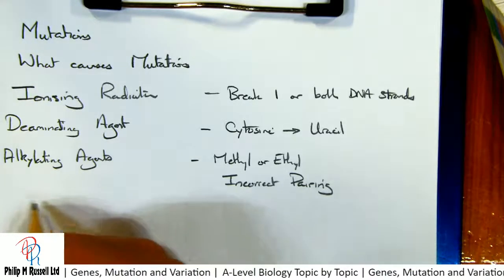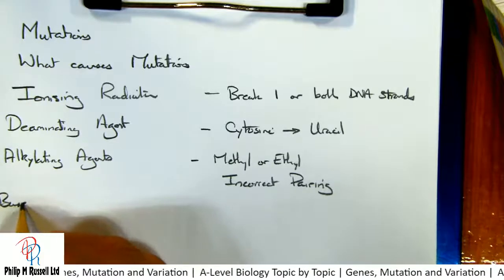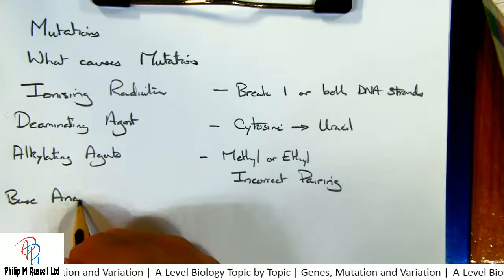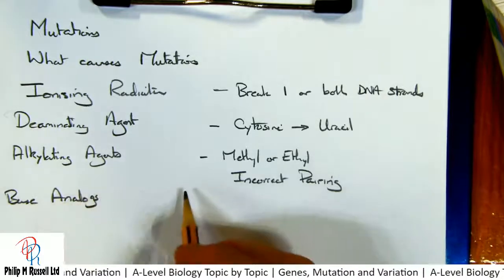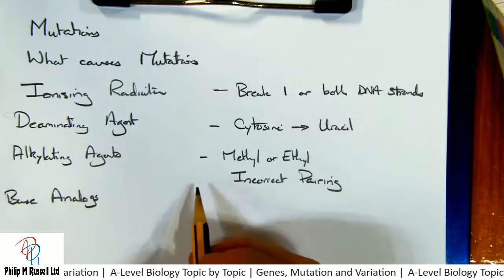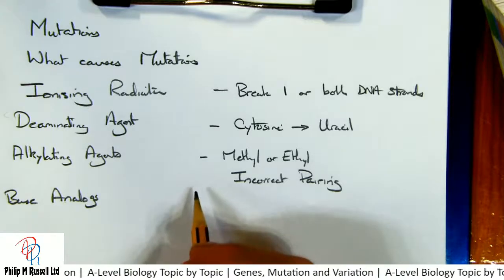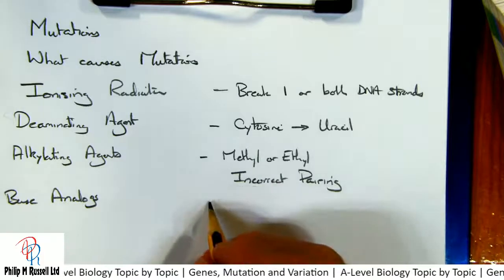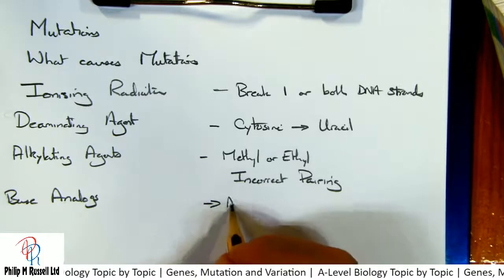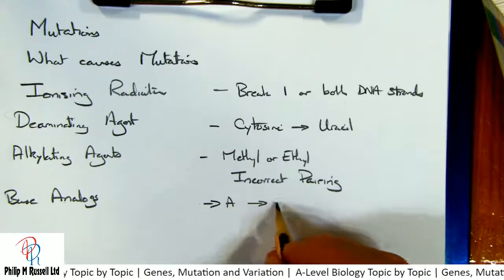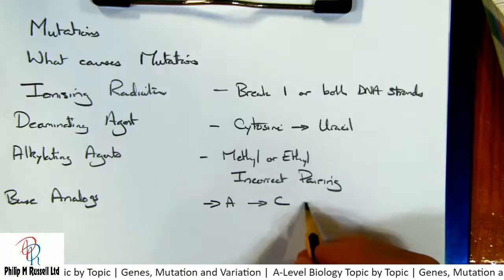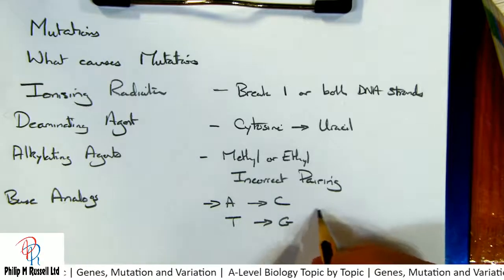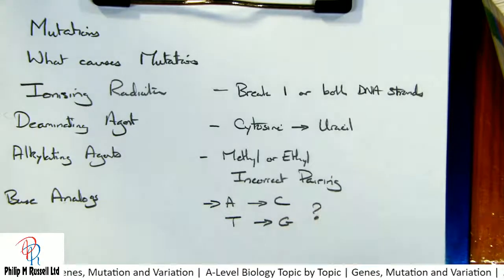Another one we can do is meet base analogues. These get incorporated into the DNA in place of the usual base. So for some reason an A gets changed to a C, or a T gets changed to a G, or any combination of these things.